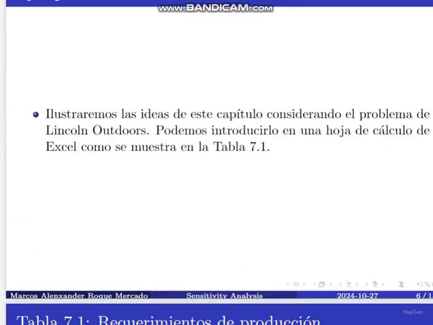The example in Excel, which we will use in this section to illustrate the ideas discussed, utilizes the Lincoln Hall problem in an Excel spreadsheet. This will allow us to see how linear programming can be applied in practice.